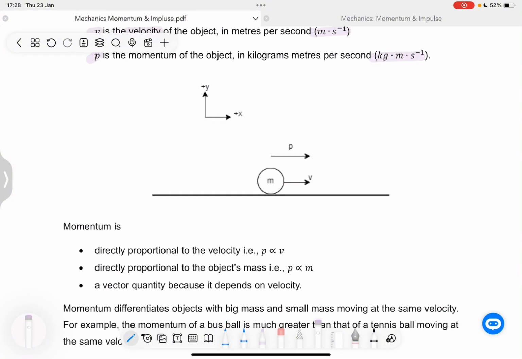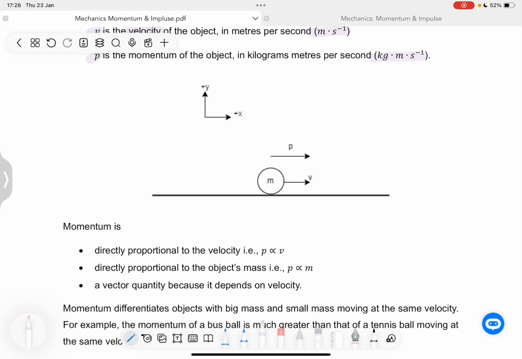Now, this is to say that if you have an object that has a mass of m and a velocity of v, if you combine these two, the mass and the velocity, by multiplication, you're going to get the momentum p. So this diagram shows an object that is moving with this velocity to the right, and it has the momentum that goes to the right. There are a couple of things that we need to learn here.